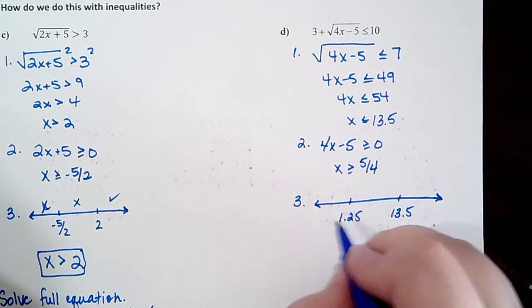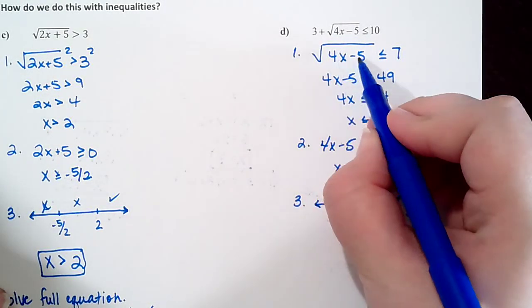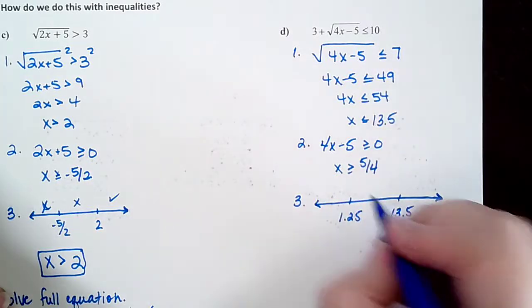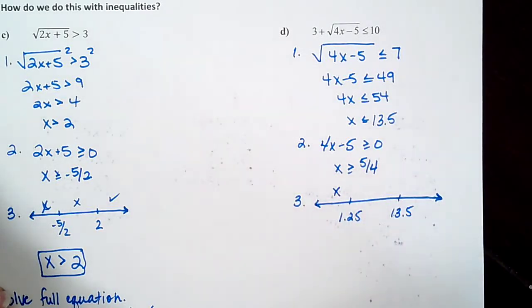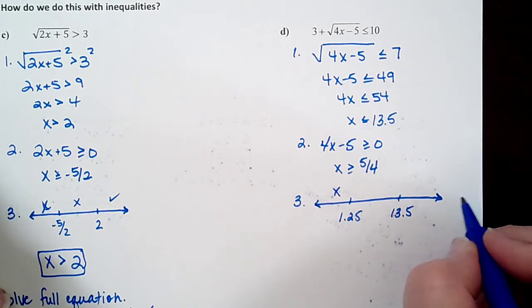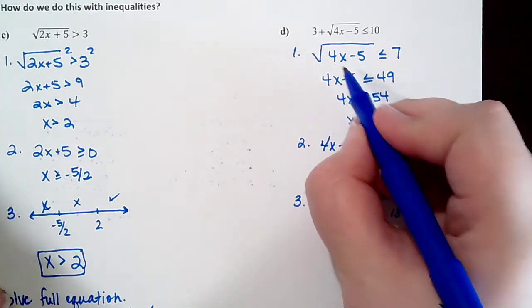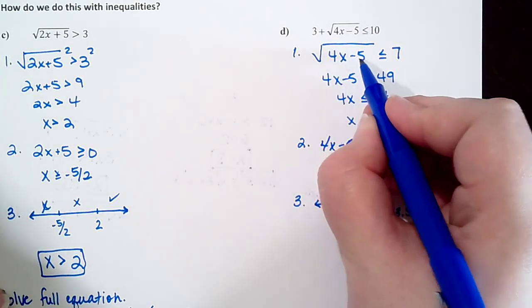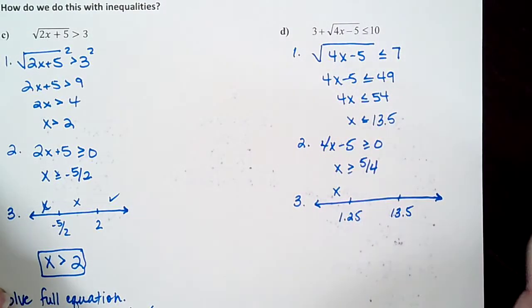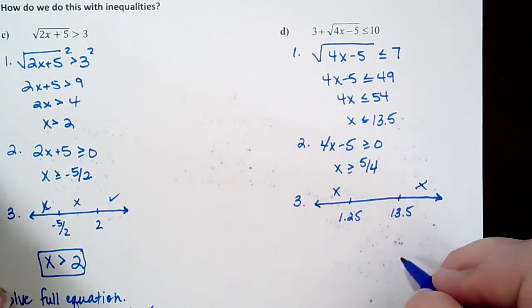And then check some values. Less than 1.25 is 0. I get square root of negative 5. You can't have the square root of a negative, so we already know that section doesn't work. Something over 13.5, I always throw in a big number, 100. 400 minus 5, that's 95. Square root of 95 is definitely not smaller than 7, so that section doesn't work.